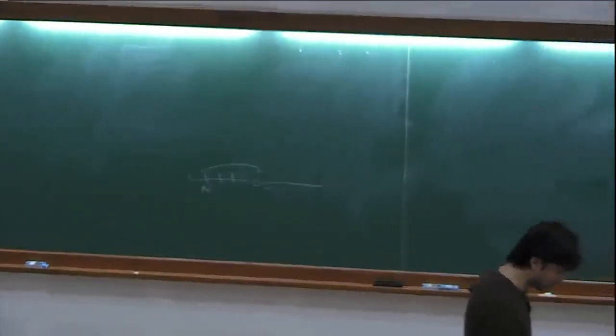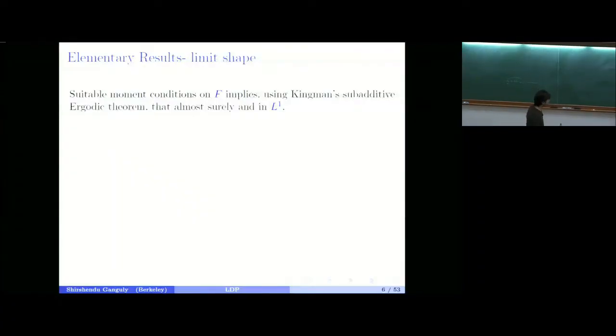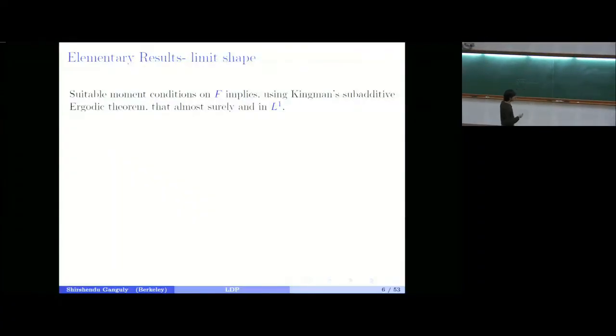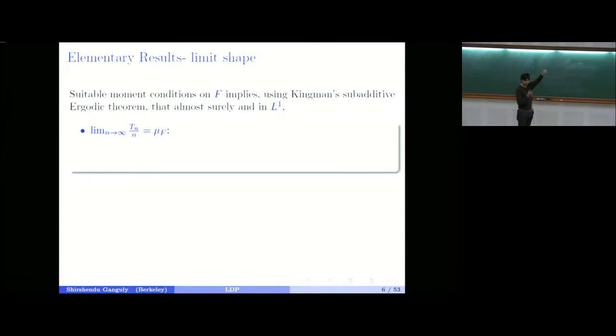Again, back to the general setting where we did not assume anything about the edge variables or the vertex variables. Under suitable moment conditions on the distribution of those variables, a subadditive ergodic theorem would imply that there is a shape theorem. Remember, Tn in our notation was the passage length between the origin and n. The subadditive theorem tells you that Tn over n converges to a constant, and that constant will depend on the distribution of the individual variables.